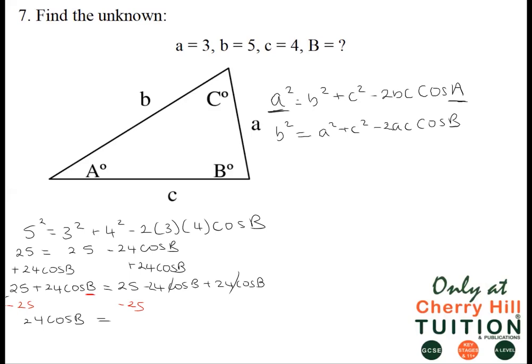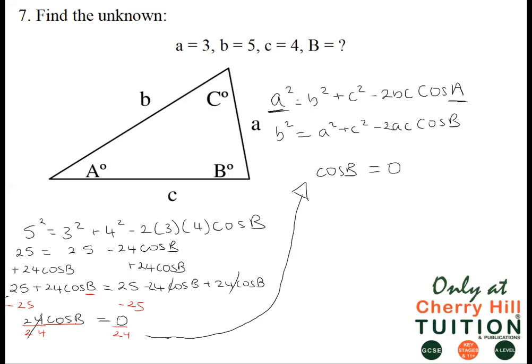And on the right-hand side, what we are left with is 25 minus 25, which is 0. Okay, and now we still need to get rid of everything next to the b, so we can divide both sides by 24, leaving us with just cos b, because the 24s cancel out, and we have 0 divided by 24, which is just 0.